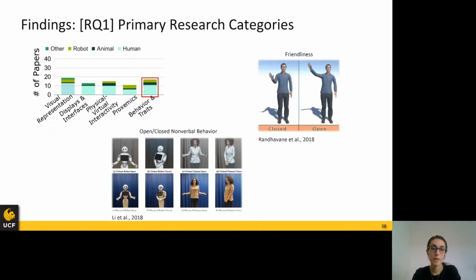And next is the behavior and traits category. This category mainly focuses on the variations of agents' verbal and non-verbal behavior, and also their ability to convey specific personality traits such as friendliness. This category is important because researchers have found that agents who are capable of conveying specific personality traits such as friendliness, or can exhibit nonverbal behavior, can influence the level of presence users experience with these agents and can influence users' objective behaviors in general.